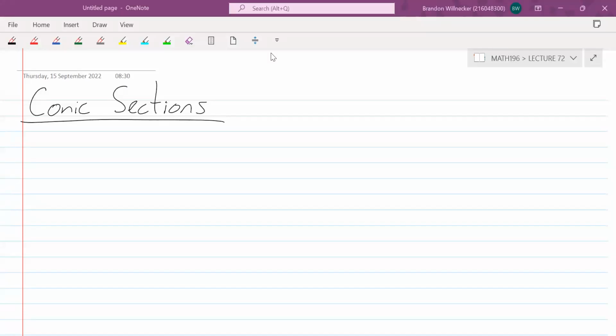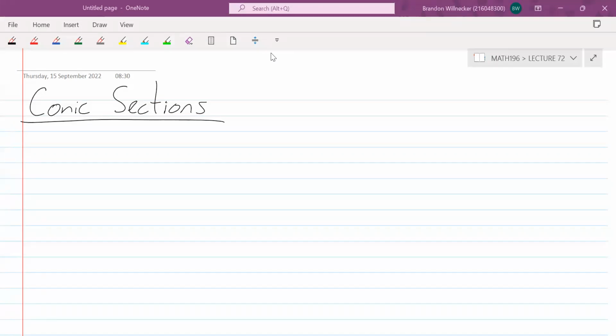Hi everyone. So today we're going to look at the new section under polar coordinates, and that is conic sections. Conic sections is about unifying the parabola, the ellipse, and the hyperbola into one group of shapes that are all described by a similar equation, and that's going to be the conic section equation.